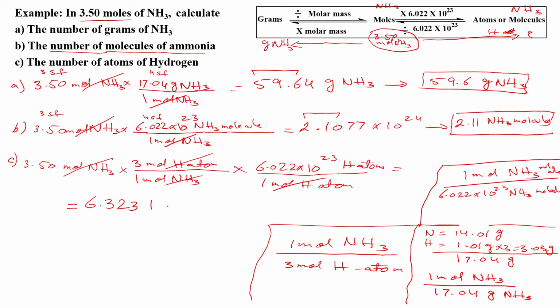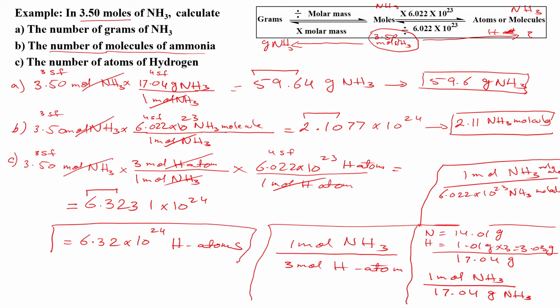6.3231 times 10 to the 24. We will do our sig fig check. We have 3 sig figs here. This 3 is the exact number. This is your 4 sig figs. So I need only 3 sig figs in my answer. It is going to be 6.32 times 10 to the 24 hydrogen atoms. And that is my answer.